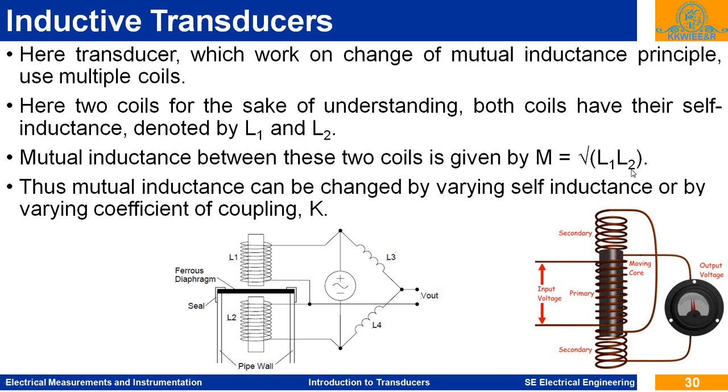And this L1 and L2 will change the mutual inductance between the primary and secondary coil. This mutual inductance can be changed by varying the self inductance or by varying the coefficient of coupling. So with this change in the mutual inductance, there is a change in the output voltage.